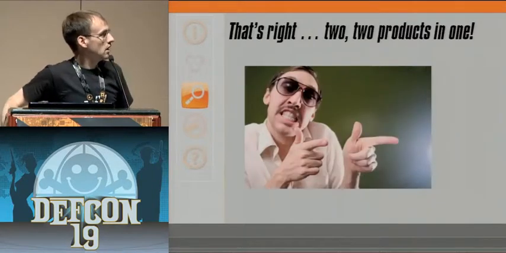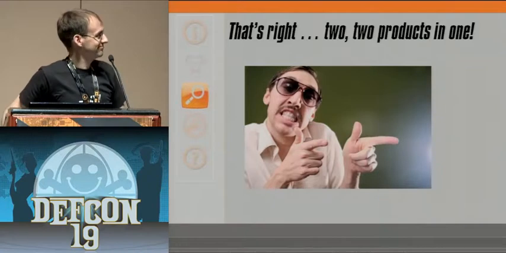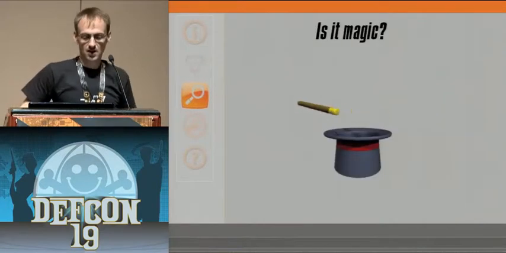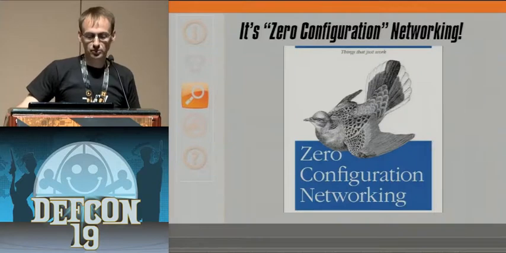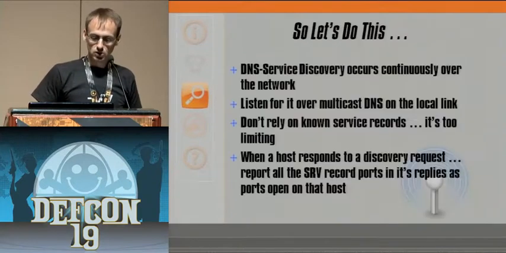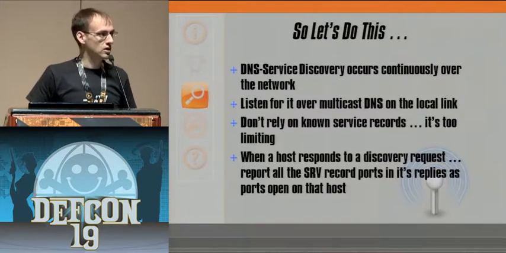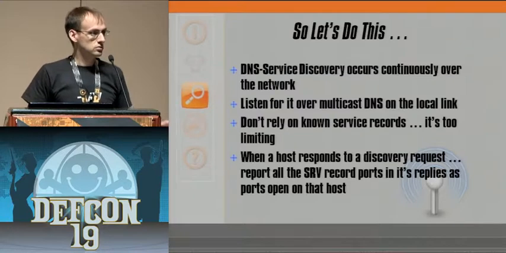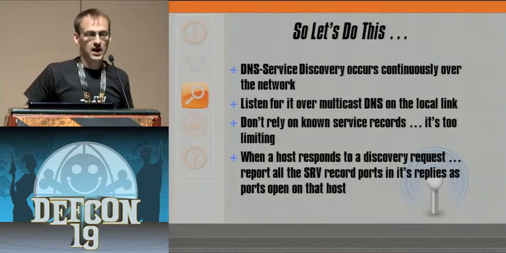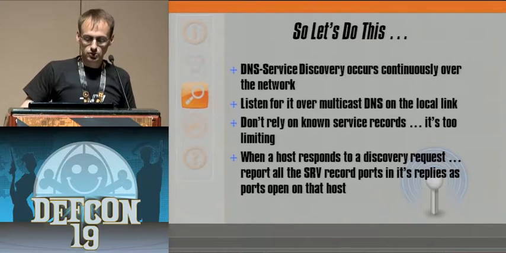So, multicast DNS, also running DNS service discovery, is two products in one. Is it magic? Nope. It's Apple's zero configuration networking. Thank you, Apple. So let's do this. DNS service discovery occurs continuously over the network. You want to make sure, for the user or for the software itself, that that list is fresh. So it's continually discovering this information out there, making sure that list is fresh for the software or for the user.